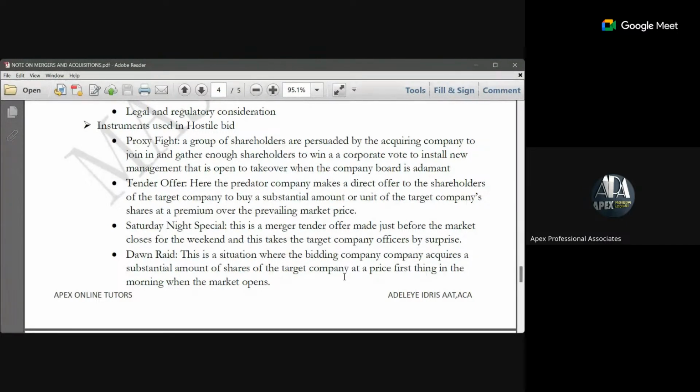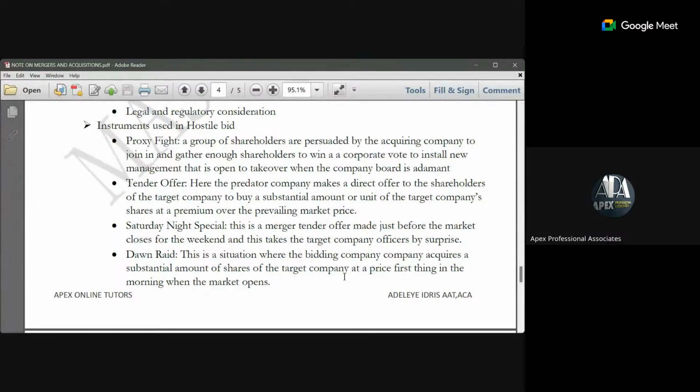This is a situation where the acquiring company, while the market is about to close for the weekend, proposes a tender offer because at that time the staff or the officers of the company would not even be aware.